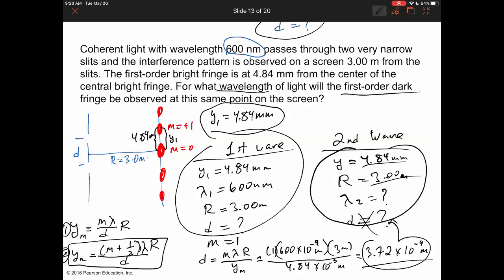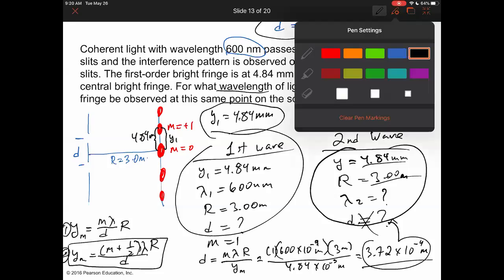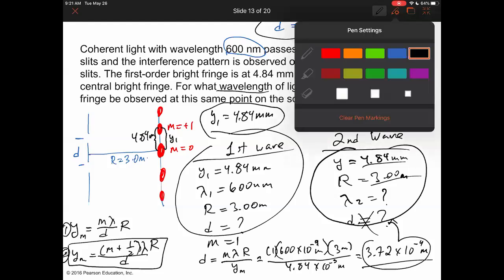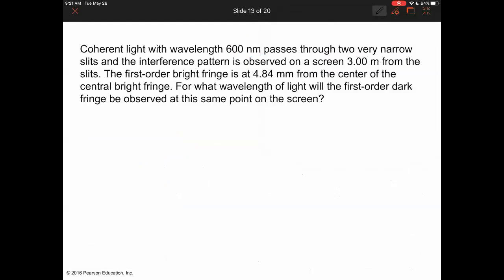All right, so let's do this. We should be able to use this equation. I'm out of room over here, so let's clear all this. So then, what we do here is the first order dark fringe. Remember, what is the first order dark fringe? First order dark fringe is m equals 0, right?